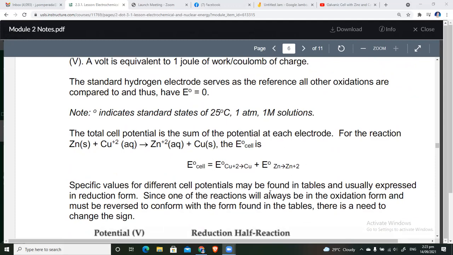of the two half reactions, or half electrode reactions, standard as well. So the conversion of copper cation to copper, and the conversion of zinc metal to zinc cation. You add the two standard potentials of the half cells. That would be the total cell potential.